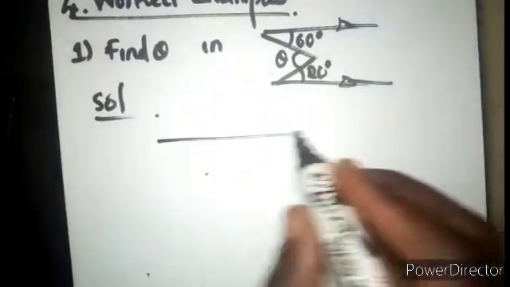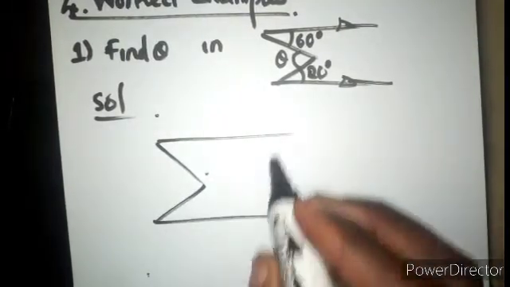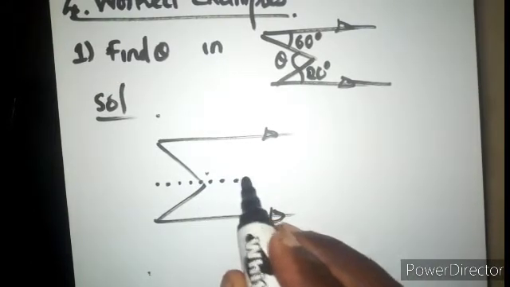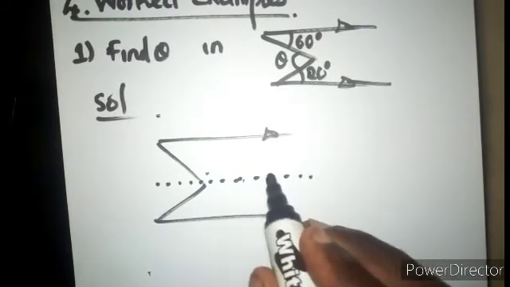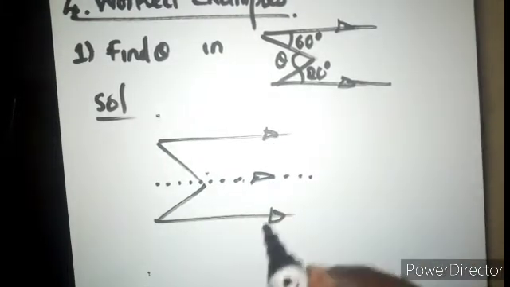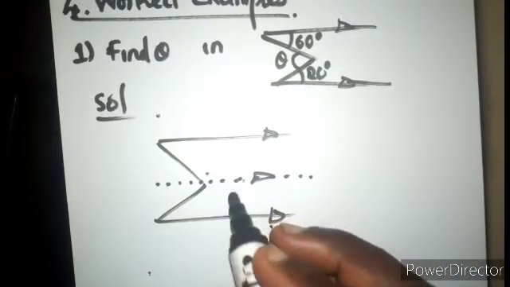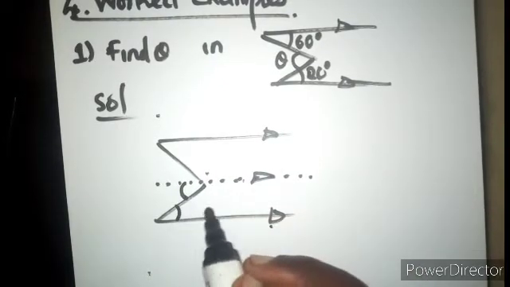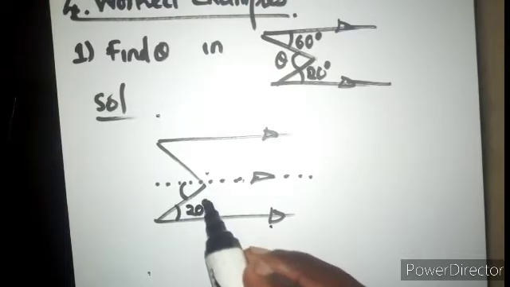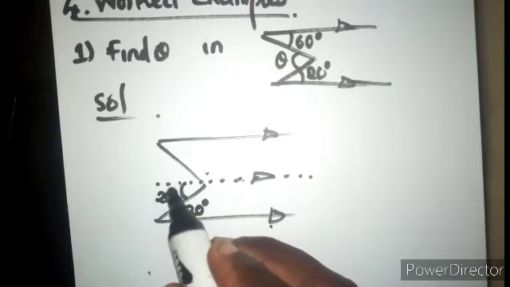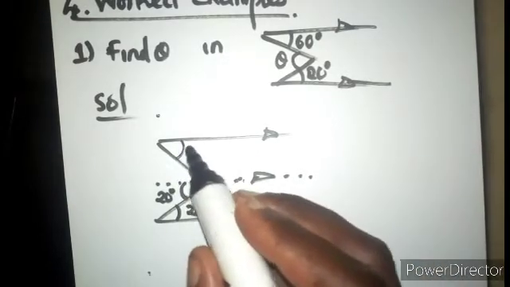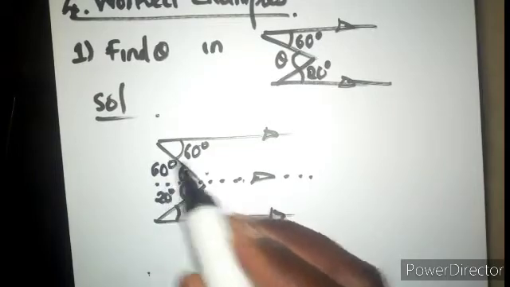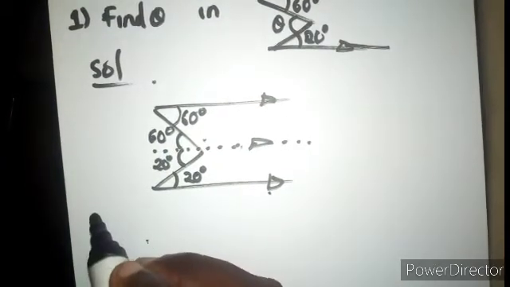Solution. First, if I enlarge that sketch, and then I introduce some dotted line here so that this line is parallel to these two lines. Now, of course, this angle is theta, and we do know that this angle is equal to this angle, which is 20 degrees here. And because we know this is 60 degrees, this angle is also 60 degrees.